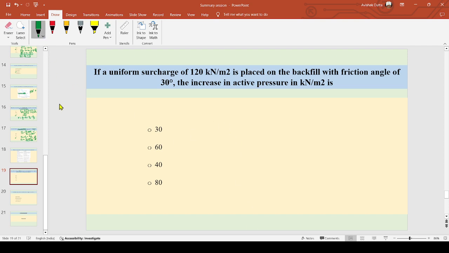So at first we need to find out the coefficient of active earth pressure.